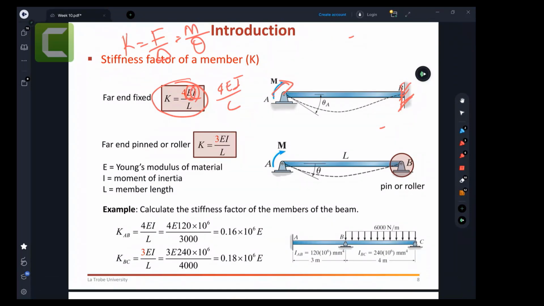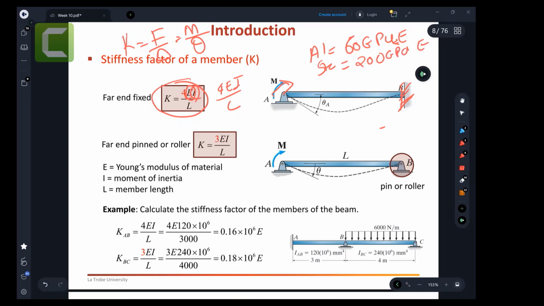Like for example, aluminium and steel. Aluminium has a Young modulus of 60 gigapascals. That is the E for aluminium. Steel has 200 gigapascals of E. So you can look at that. If you have an aluminium rod, you can bend it by hand. It is not as strong because the Young modulus is smaller than steel's. So the steel one is stronger.